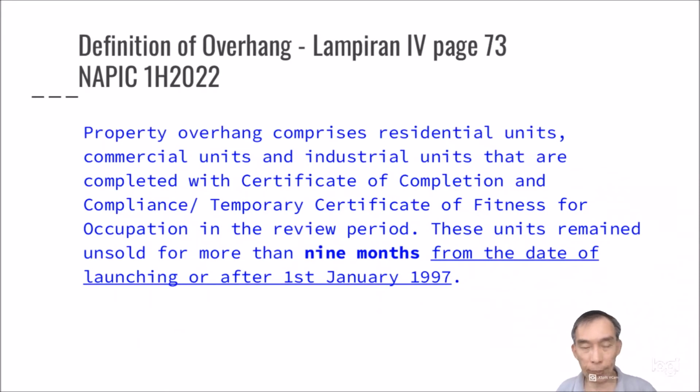The other one is that in the same appendix, they actually wrote another sentence, how property overhang comprises residential units, commercial units, and industrial types of units that are completed. Completed here means given the certificate of completion and compliance, or temporary certificate of fitness for occupation. In the time that is given, this unit remains unsold for more than 9 months from the date of launching. So I underline the date of launching is actually important. So we will see later the launching date.